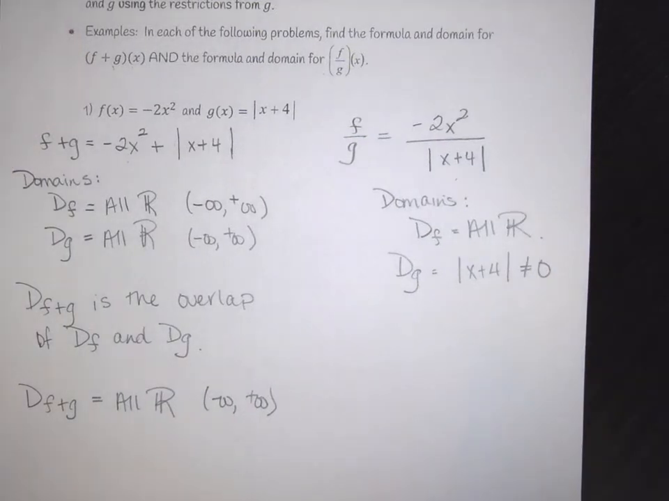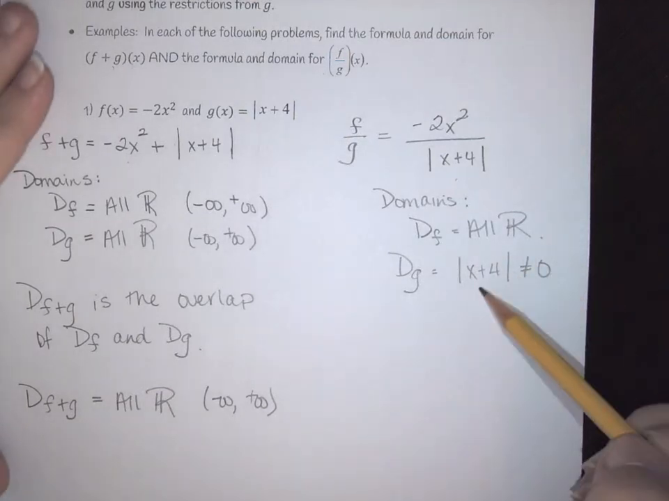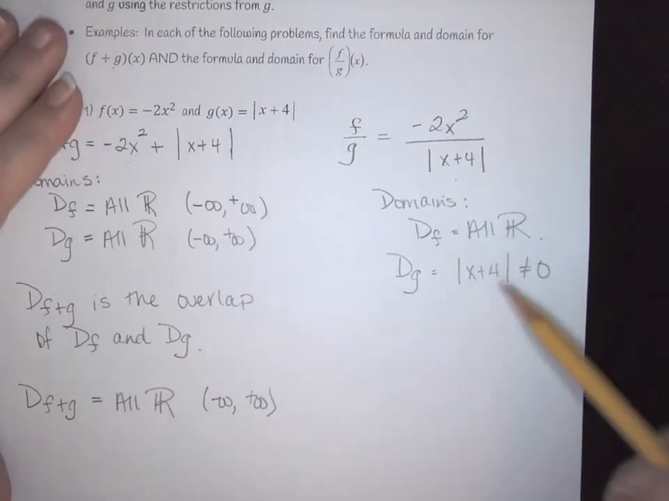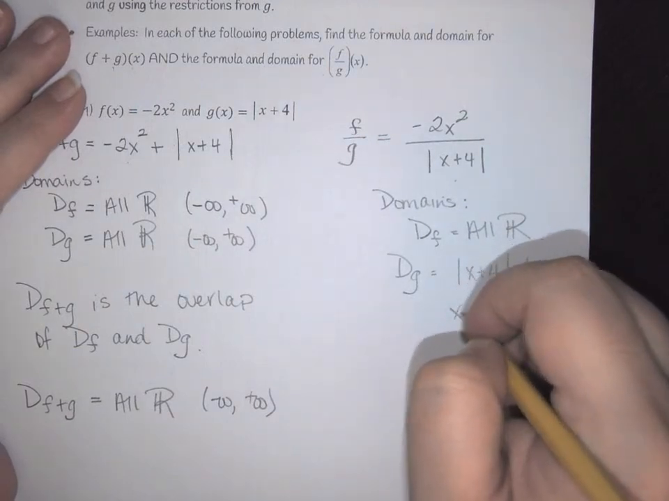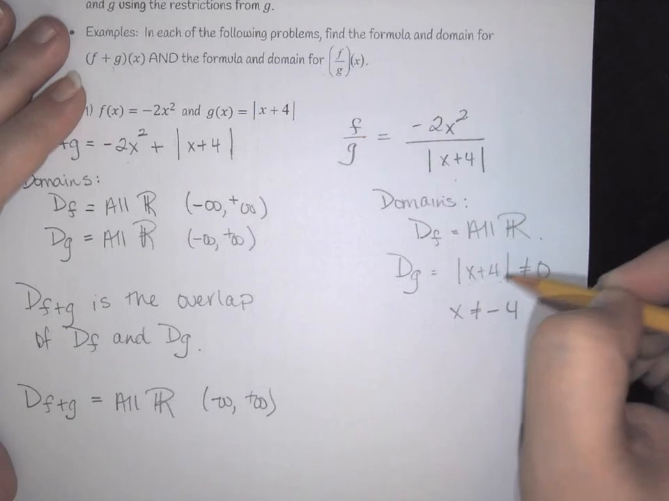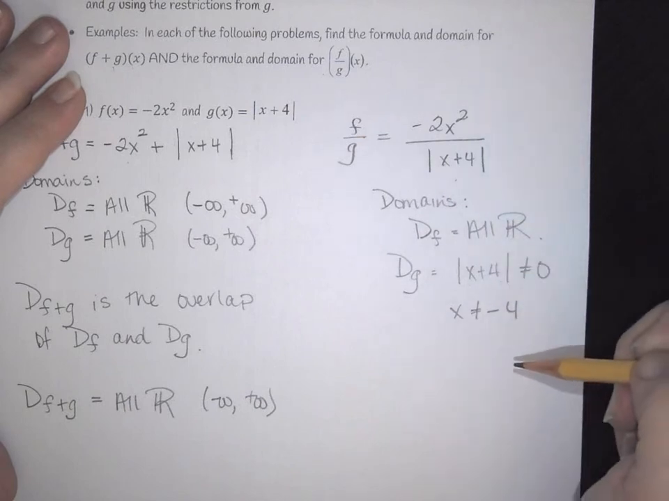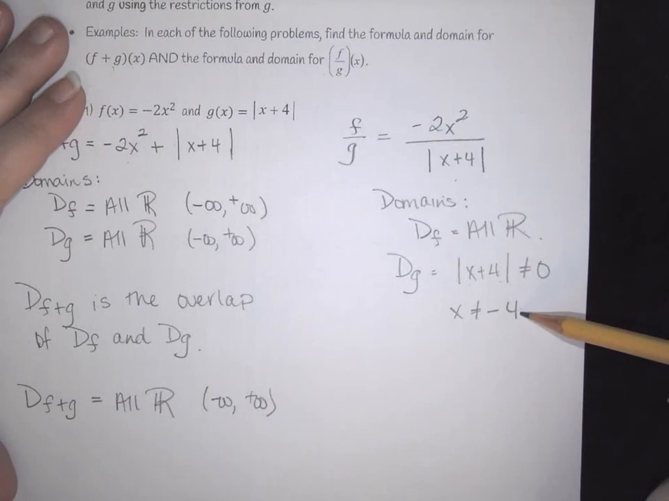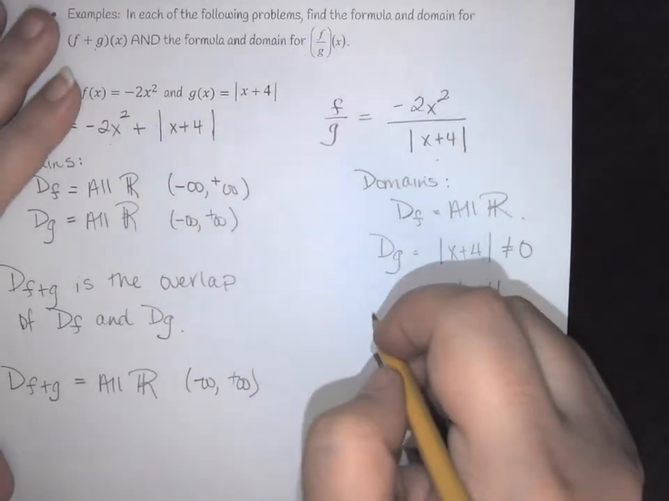So here I know that when I have my x plus 4, it cannot be negative 4 because I cannot have a 0 inside my absolute value here. So now when I look at it, my overlap domain now has to exclude x minus 4.